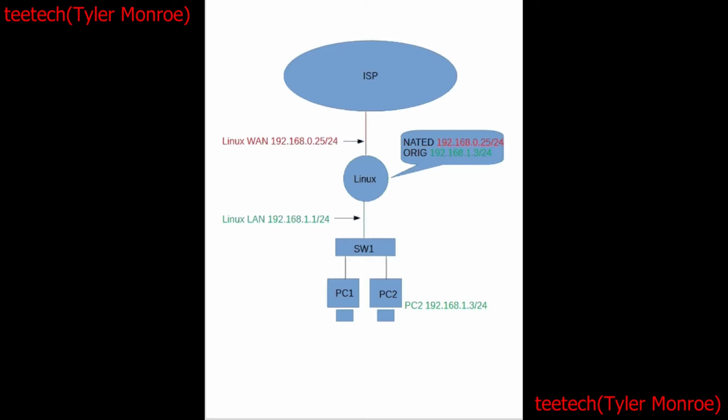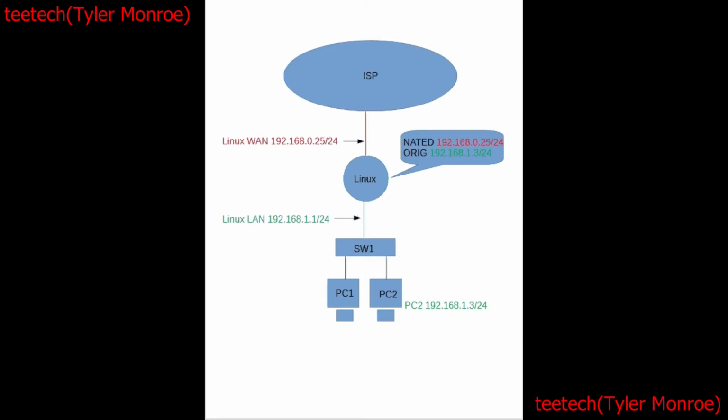This is technically a private address. Yes, it is, but the concept of switching it out will work the same. All right? So, when that packet from PC2 comes in, its source address is 192.168.1.3. It's layer 3 address.